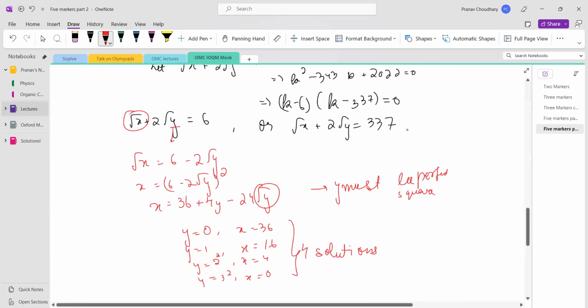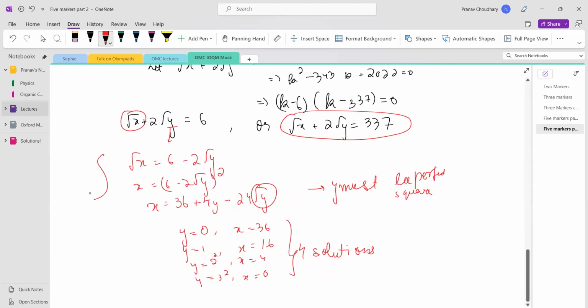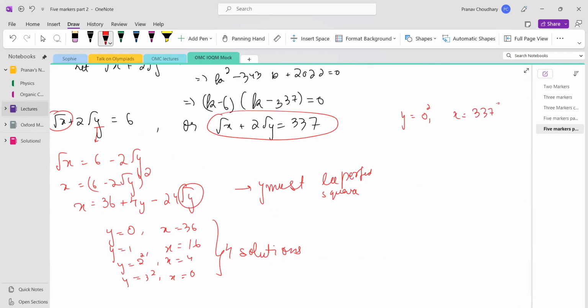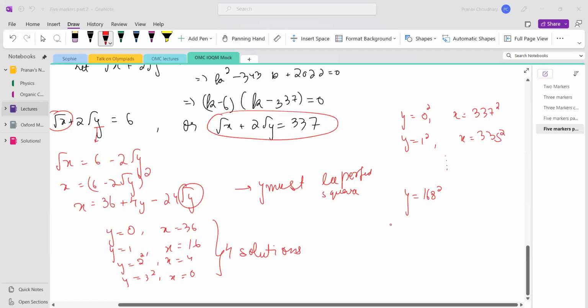Now similarly for this one, y should be a perfect square by similar logic. So when y is 0 squared, x is 337 squared. When y is 1 squared, x is 335 squared. And this continues until y is something like 168 squared. 168 or 160? Okay, let's try 168. Then x would be 1 squared.